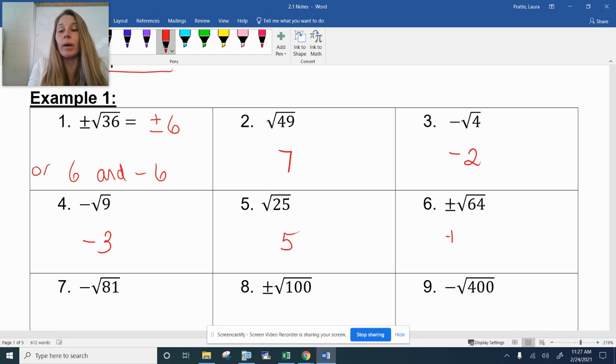Number 6 would be positive or -8. Number 7, -9. Number 8, positive or -10. And number 9, -20.